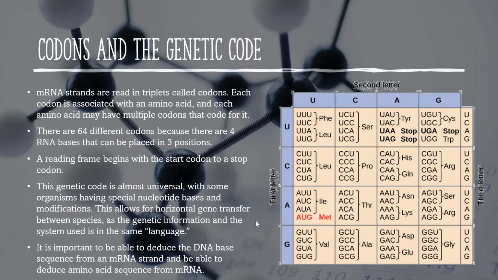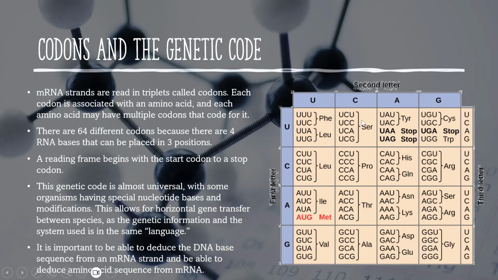Okay, so the reading frame starts with the start codon here, AUG, which codes for methionine. So methionine is going to be the first amino acid, and it stops at the stop codon. The stop codon doesn't code for anything. You might hear the stop codon referred to as the nonsense codon. I think you have to know about nonsense mutations, which are called nonsense mutations because they insert a stop codon into the mRNA sequence prematurely.